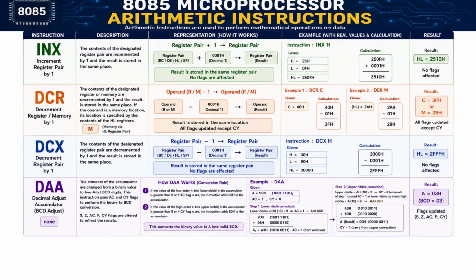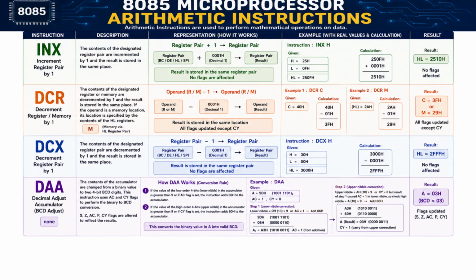Example, suppose the accumulator contains 9DH, the auxiliary carry flag is 1 and the carry flag is 0. Step 1. Since the lower nibble is D, which is 13 in decimal and greater than 9, and the auxiliary carry flag is also set, we add 06H. So 9D plus 06 results in A3H. Now the accumulator contains A3H. Step 2. Now observe the upper nibble. There is A, which is 10 in decimal, and that is also greater than 9.